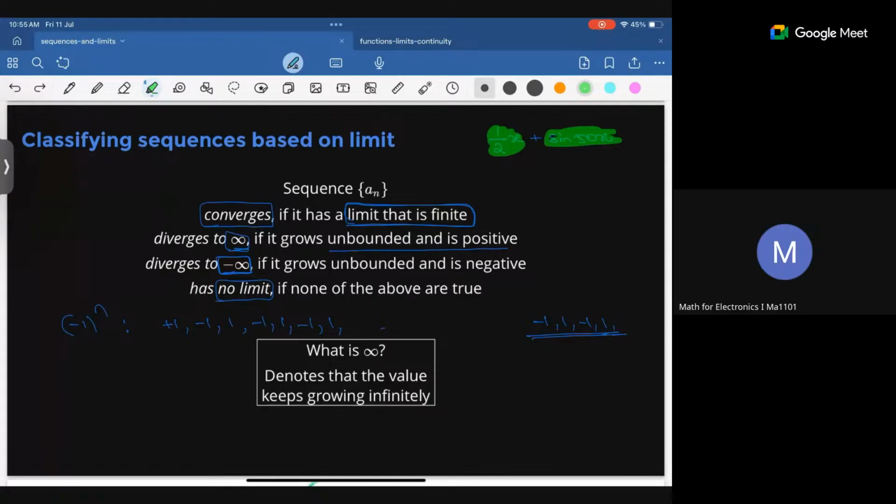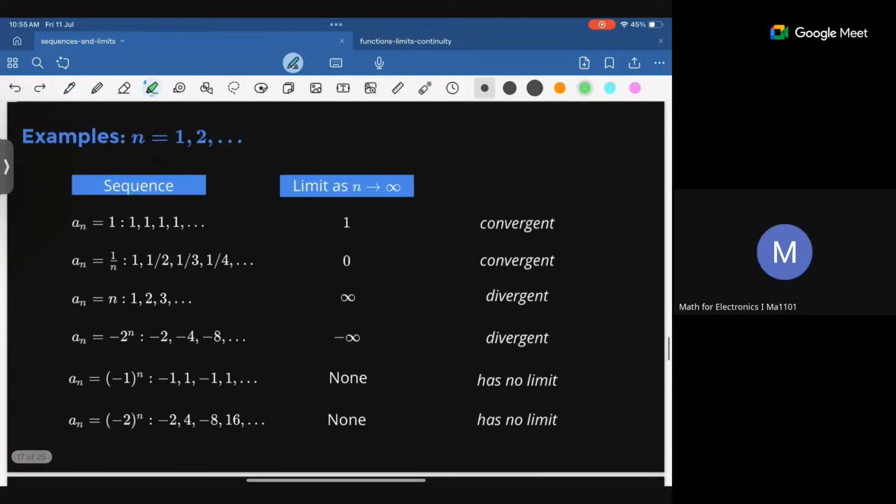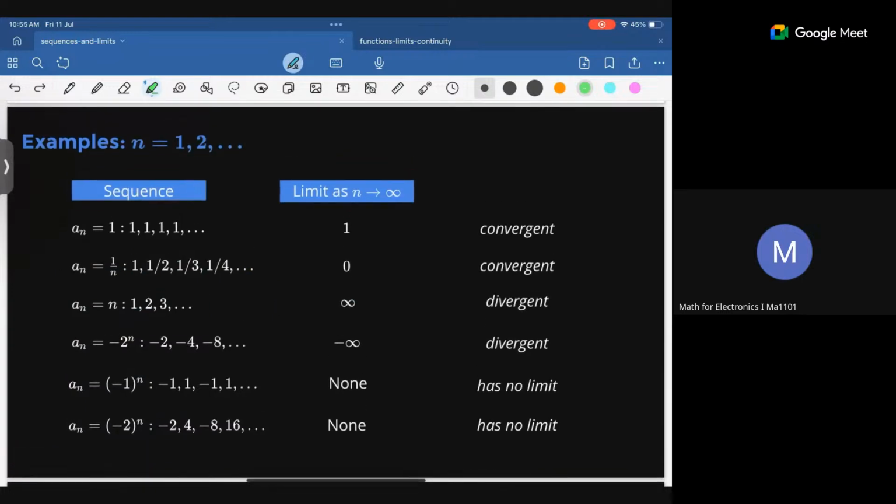So there are examples here. You can see again, it's a constant sequence 1, right? Even though as n tends to infinity, all my terms will become 1. It's a convergent sequence. 1 by n we just saw, it goes to 0. Again, it is convergent. So these are the limit values. These are the classification of the sequences, whether convergent or divergent. An is equal to n. As n increases, my an will also go to plus infinity. It is divergent.